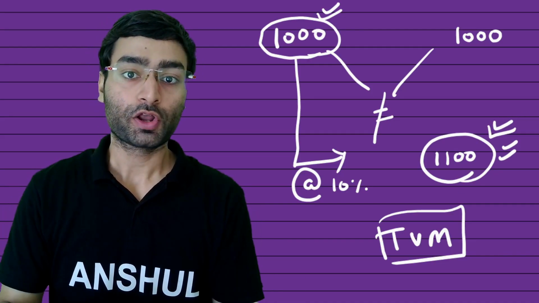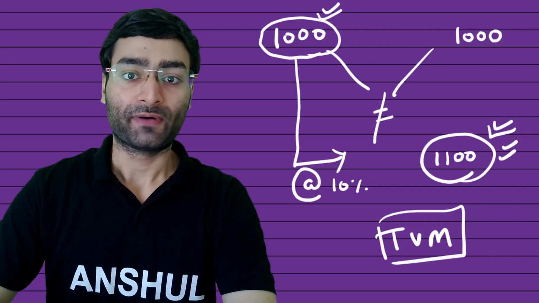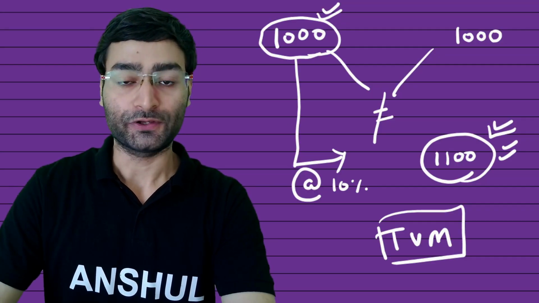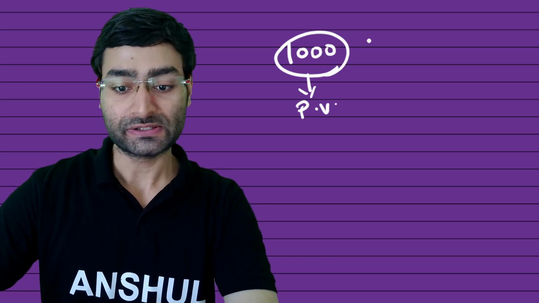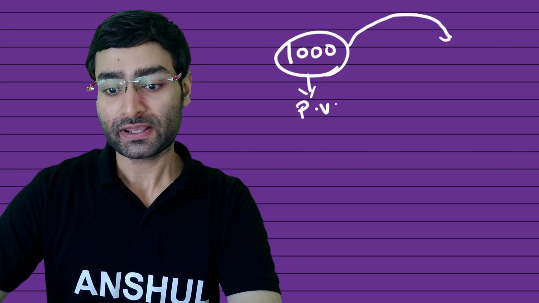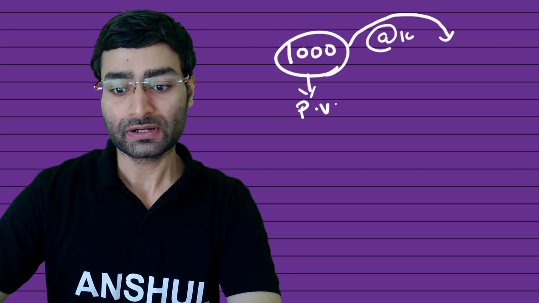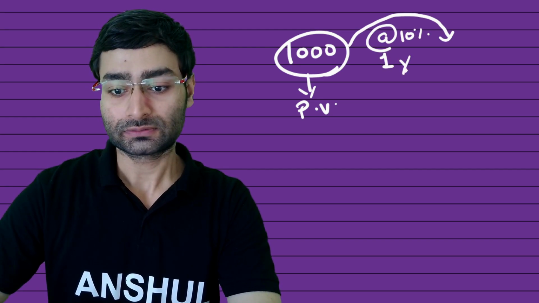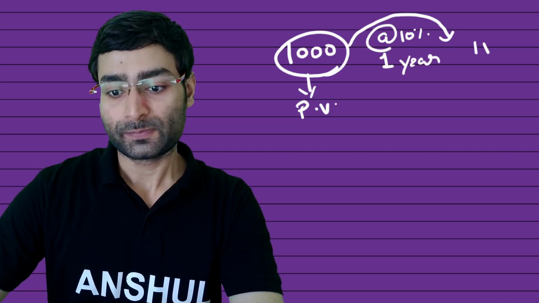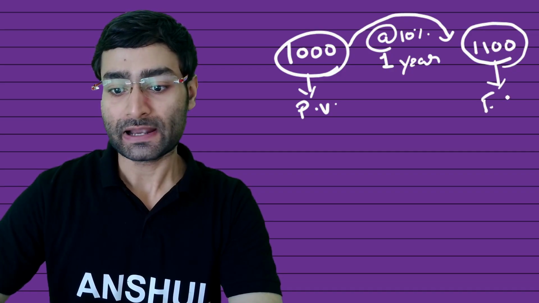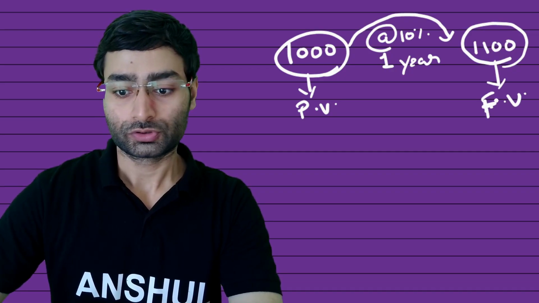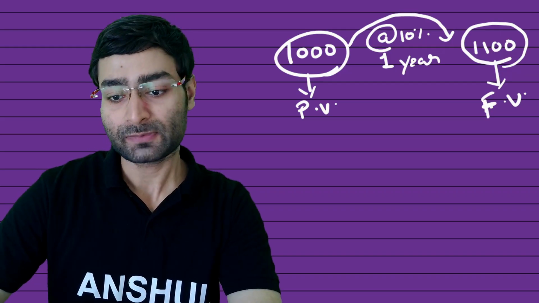Now let's see some terminologies that we use in time value of money while using the formulas to calculate the values. The example that we took, 1000 rupees was the present value. जो आज की वैल्यू है वो है 1000 rupees. आप इसे कहीं इन्वेस्ट कर रहे हैं at the rate of 10% for 1 year and it is becoming 1100. So this 1100 is your future value. So 1000 is my present value, 1100 is my future value.